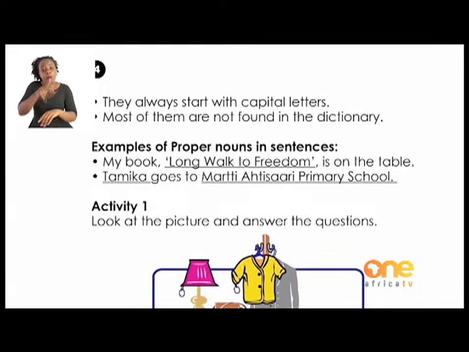Examples of proper nouns in sentences: my book, Long Walk to Freedom, is on the table. As you can see there, Long Walk to Freedom is underlined. That's the proper noun. It is the name of a book. The next one: Tamika goes to Mati Atisari Primary School. Now, the underlined words Tamika and Mati Atisari Primary School, those are the proper nouns.